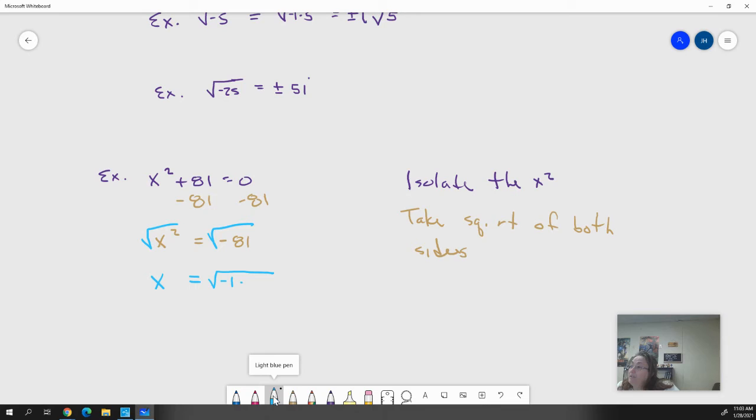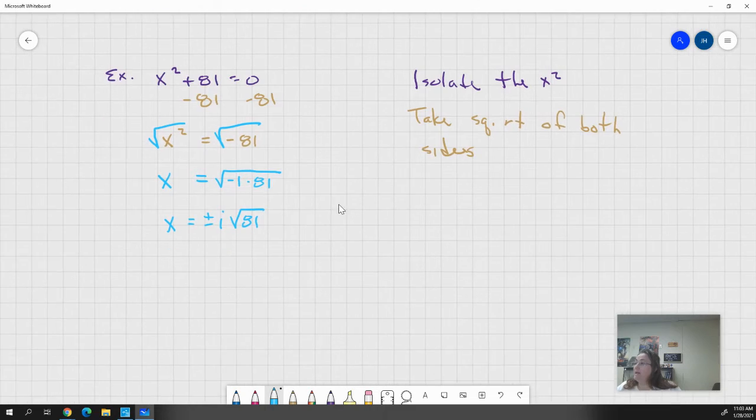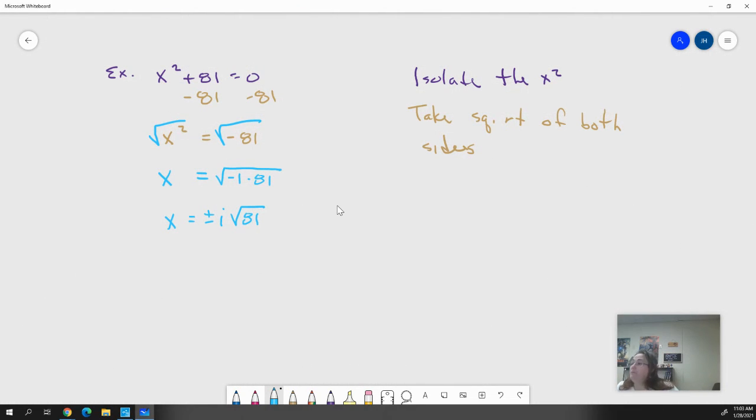as -1 times 81. And we can pull these out as separate entities, right? X equals, well, what do we know? We've got plus or minus i times the square root of 81. And if we remember that 9 times 9 equals 81, we would know that x equals plus or minus 9i. This is our final answer. It's 2 solutions, right? One is positive 9i and the other is negative 9i. And we can do that forever.